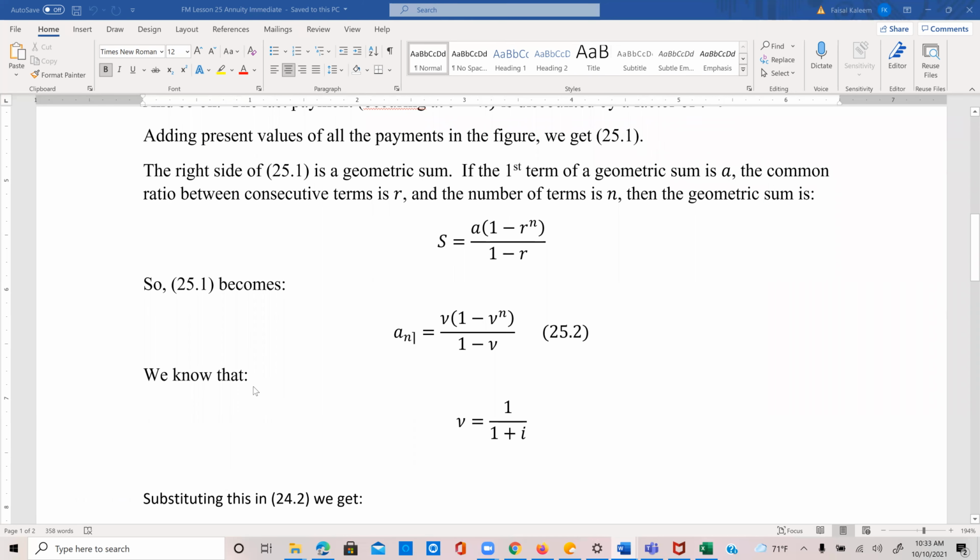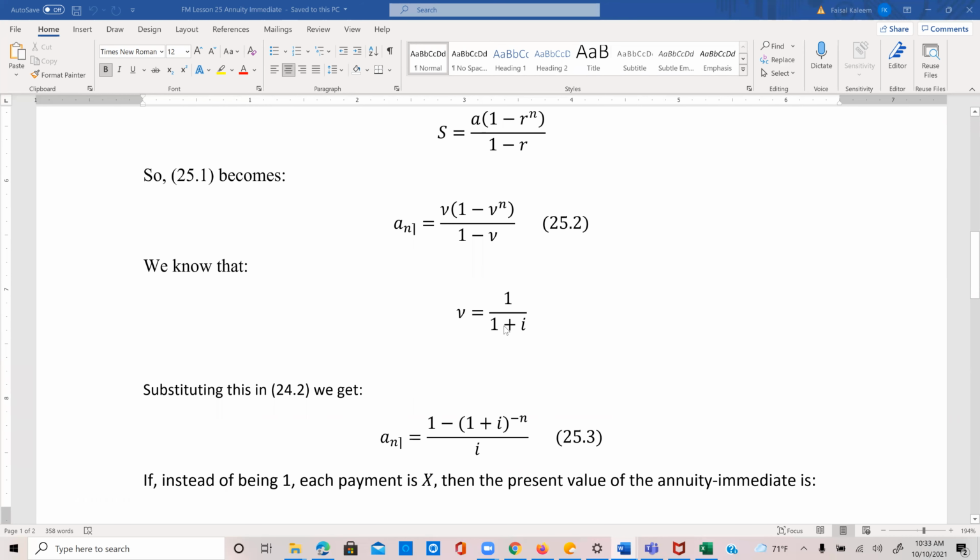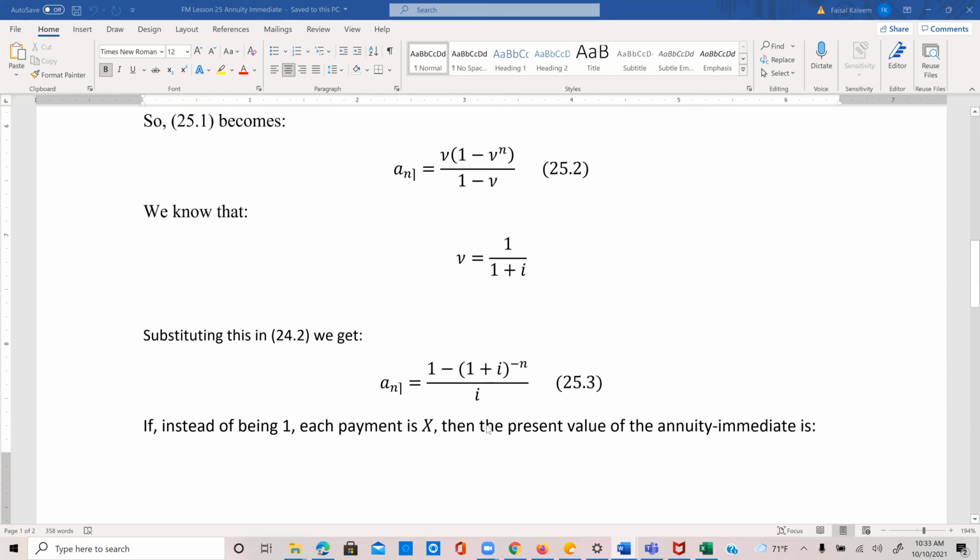And now we also know that nu is equal to 1 over 1 plus i. And if we substitute that, this nu becomes 1 over 1 plus i. Here we have 1 minus 1 over 1 plus i. And if you do the algebra and the simplification, you end up with this equation. And this will be our most commonly used equation for the present value of an annuity immediate where the payments are 1. But most of the times the payments are not 1.